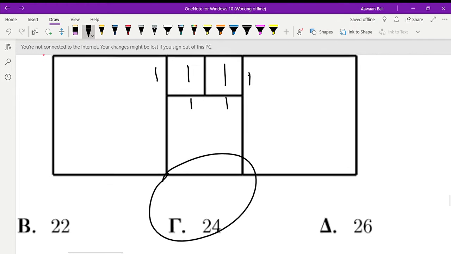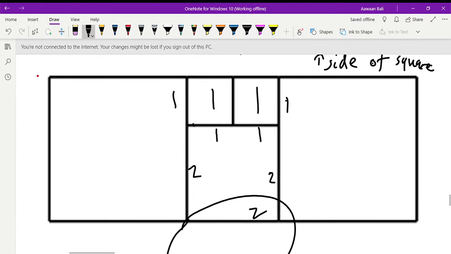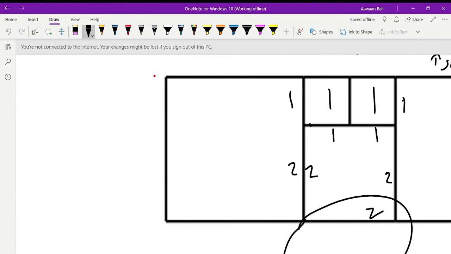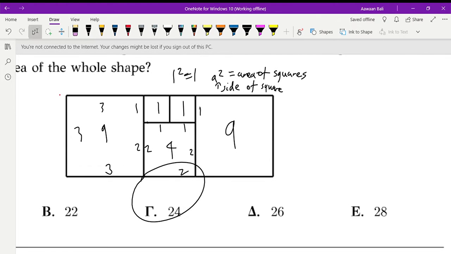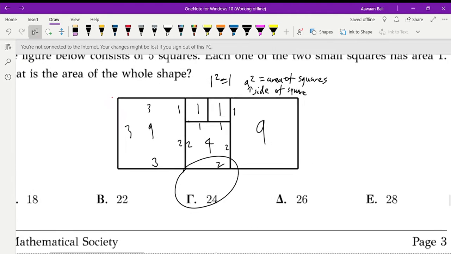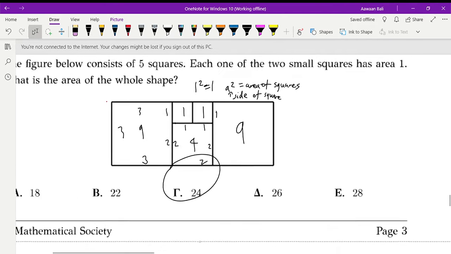Now, if we see here, these two sides merge, and that makes 2. So 2, 2, 2. And again, these two sides merge with the 1 and the 2, so we get 3, 3, and 3. So 3 squared is 9, 2 squared is 4, and then 9 again. Then you can add all the areas up. So 9 plus 9, 18, plus 4, 22, plus the 2 is 24.